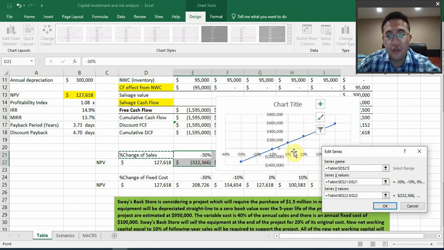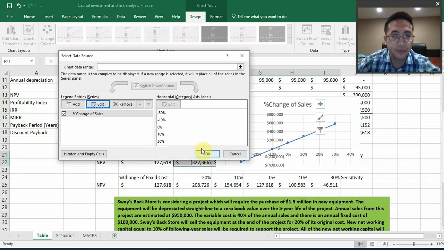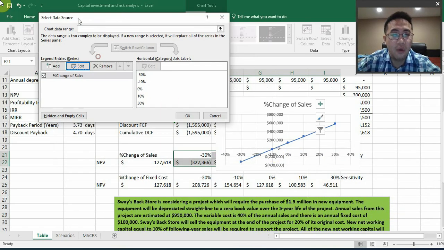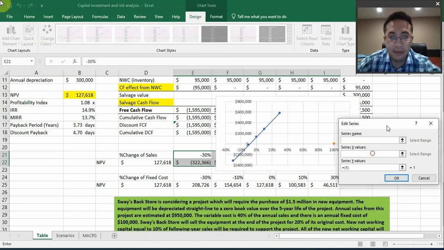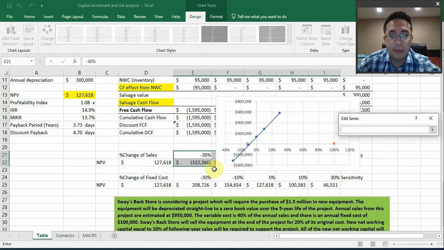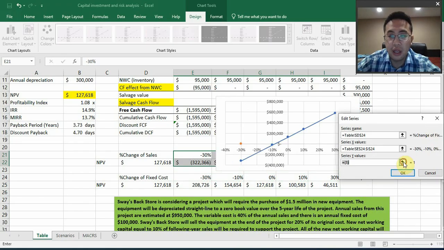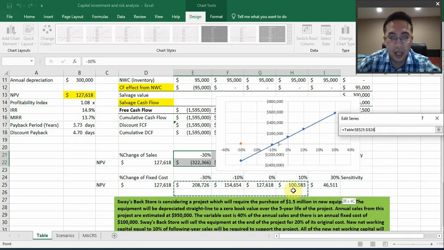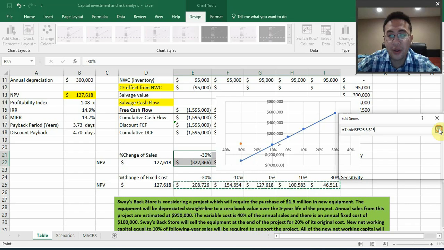One is for the percentage and another is NPV. Okay. And then I want you to add another series. Add, and the name of it is called a change of a fixed cost. The percentage is the X value. The corresponding NPVs are the Y values.